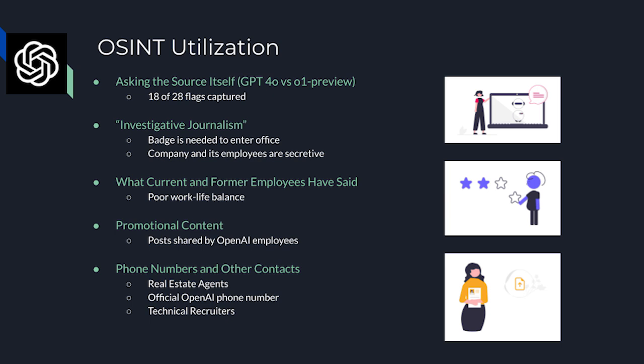The questions we asked it were from the perspective of a prospective candidate that was looking to join the company. Once we created the prompt, we fed it to both ChatGPT 4.0 and o1 preview to compare the outputs and see what was in common between them. With this approach, we were able to capture 18 of the 28 flags as part of our objective. Some of the flags are as follows.